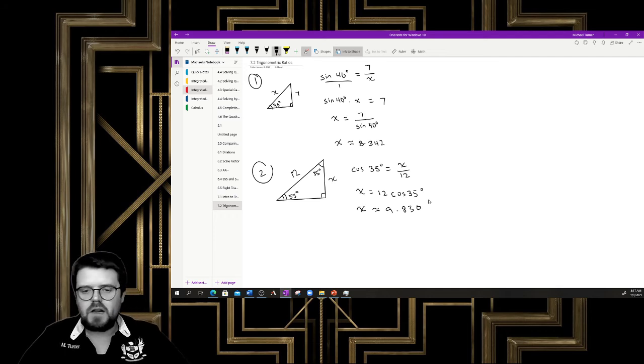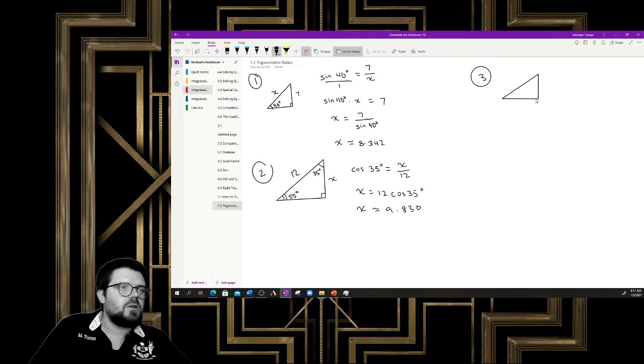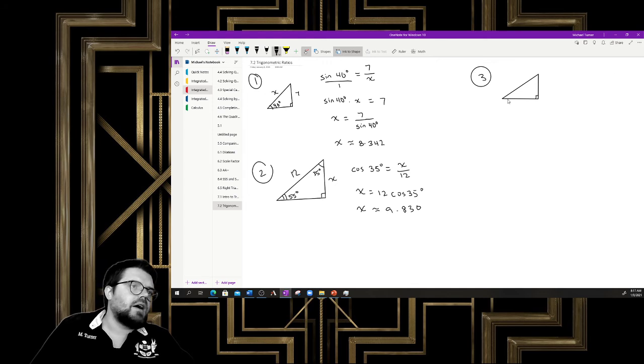Okay. So once the ratio is set up, it really is just a matter of doing the calculator work. Let's do one more, number 3. And I'm orienting my triangles in the same way. It doesn't have to be. It could be flipped or turned around. But actually, just so we're not doing the exact same one every time, let's do that.